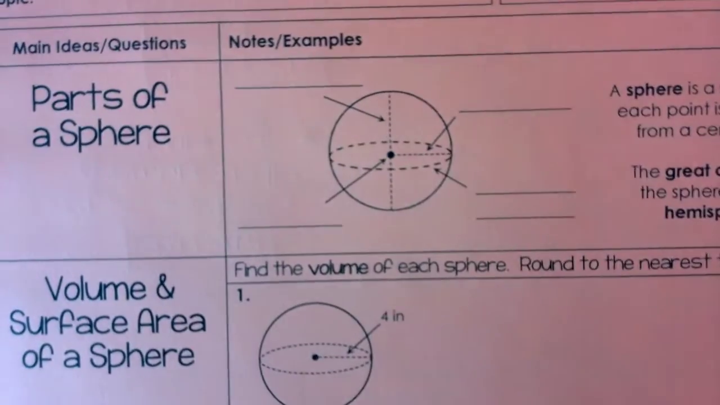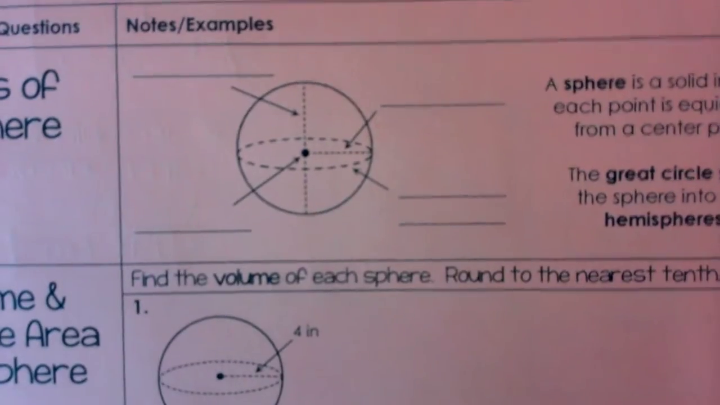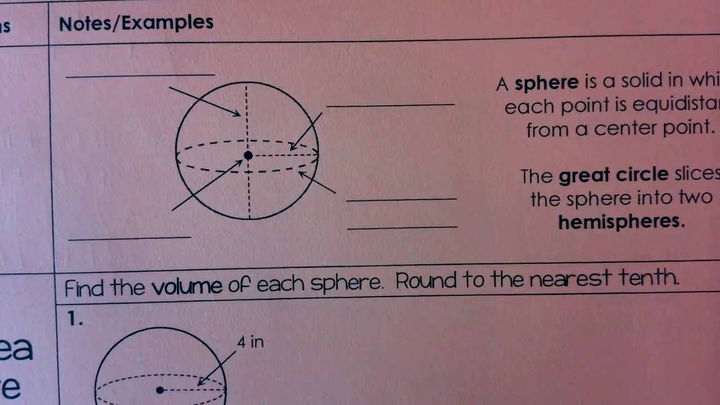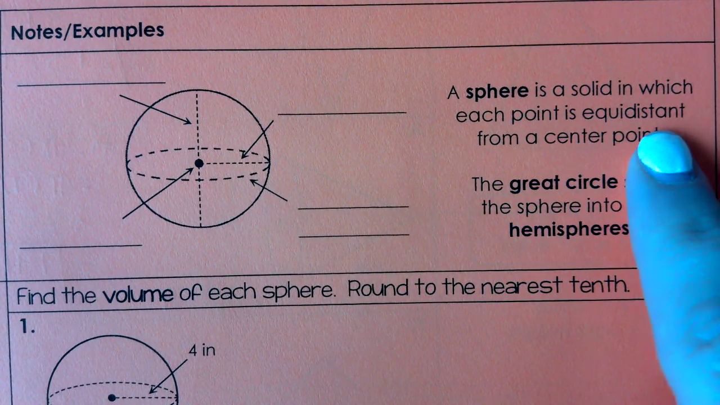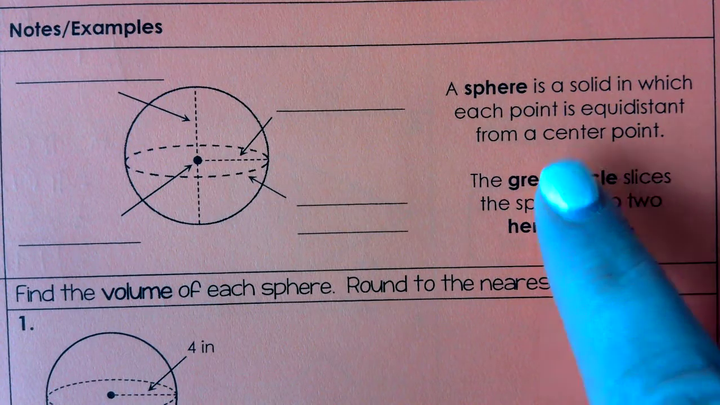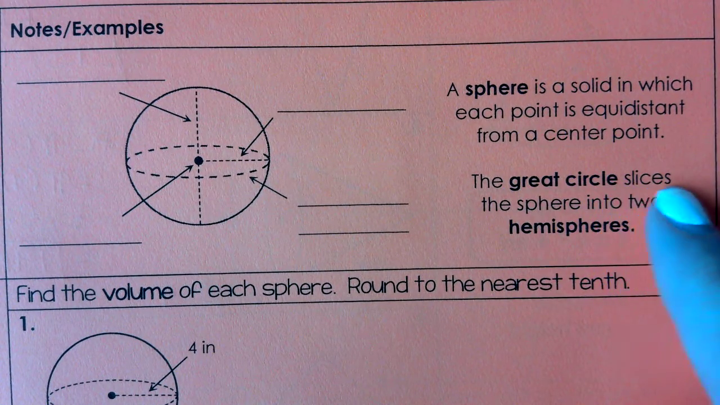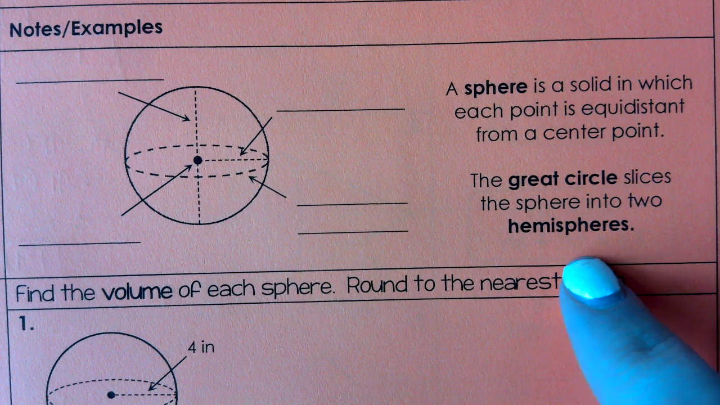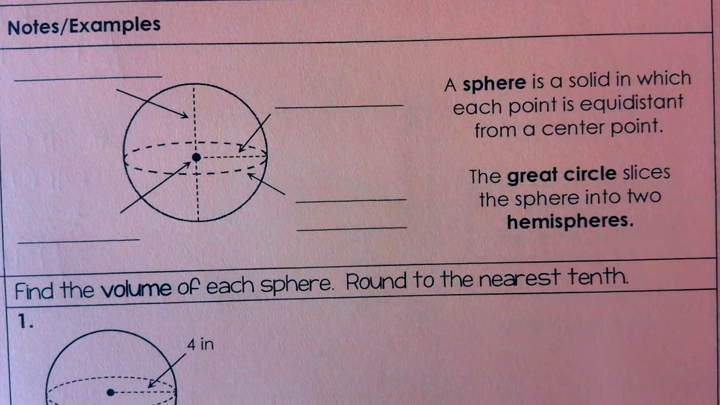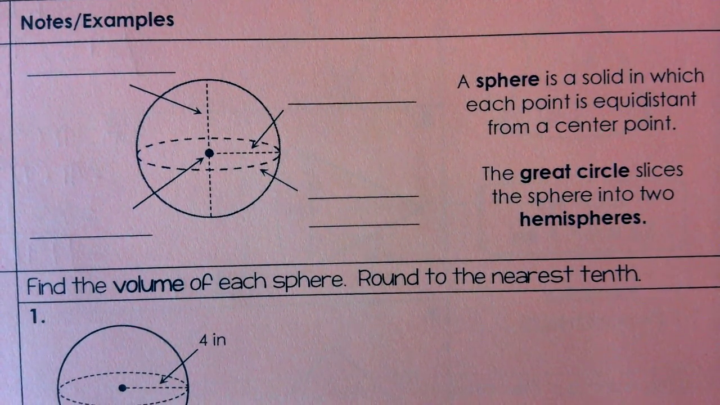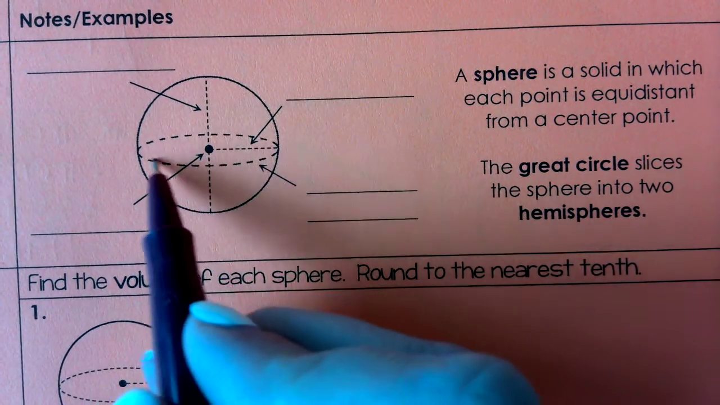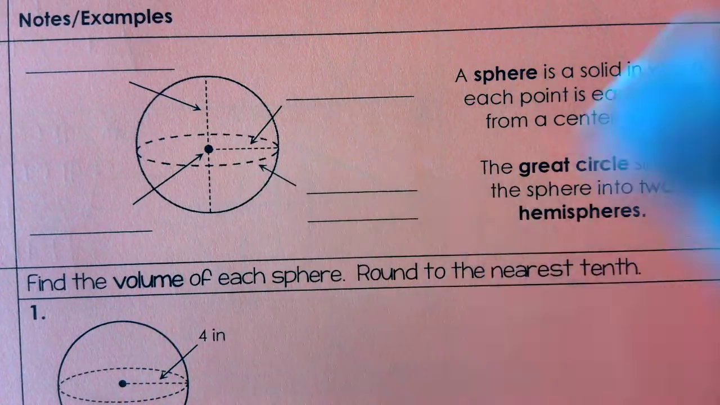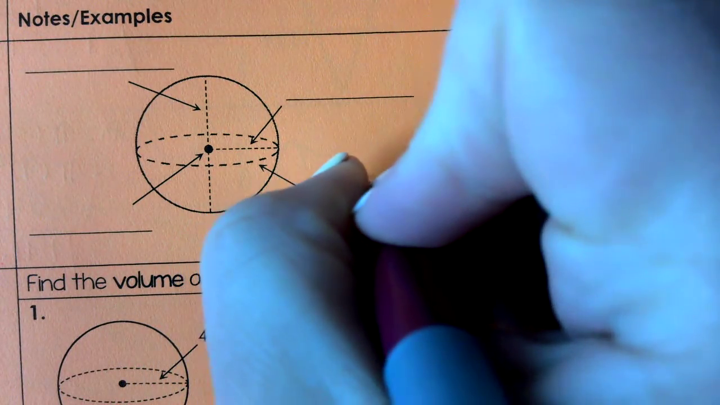Okay, so spheres are a 3D circle. There are different parts to the sphere. Well, a sphere is a solid in which each part is equidistant from the center point. The great circle slices the sphere into two hemispheres. So if I find the great circle on my picture here, it's going to be this dotted circle all the way around. That's my great circle.